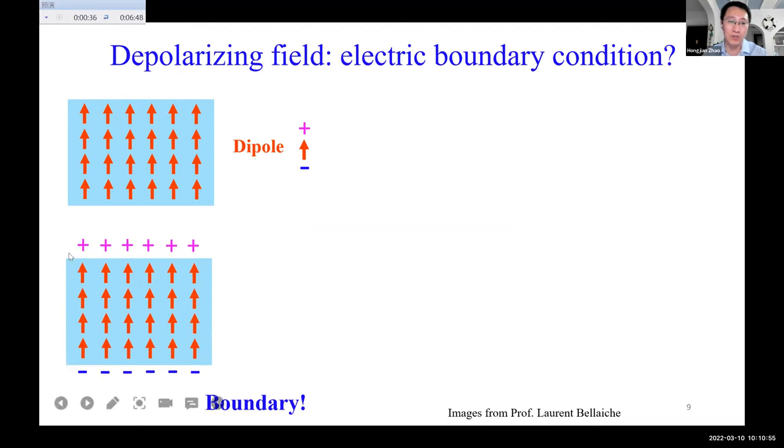At the boundary, for example, in the top layer, you can see the positive charges are not compensated. Meanwhile, in the bottom layer, there is some net negative charge. Because of that, there will be a depolarizing field pointing from the top to the bottom. This depolarizing field will interact with the dipoles. To reduce the energy, the dipoles have to be realigned.